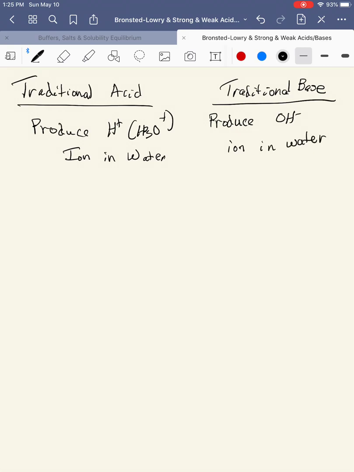All right, so for the acid, we're looking for the H plus or H3O plus. For a base, we're looking for the OH minus. And that's kind of a good starting point for acids and bases. But now we're going to talk about the Bronsted-Lowry theory, which is more encompassing. Bronsted-Lowry acids and bases.